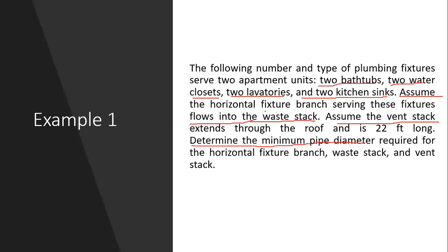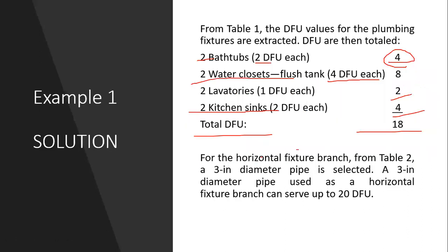Assume the horizontal fixture branch serving these fixtures flows into the waste stack. Assume given stack. So for the horizontal fixture branch, from table 2, a 3 in diameter pipe is selected. A 3 in diameter pipe used as a horizontal fixture branch can serve up to 20 DFU.